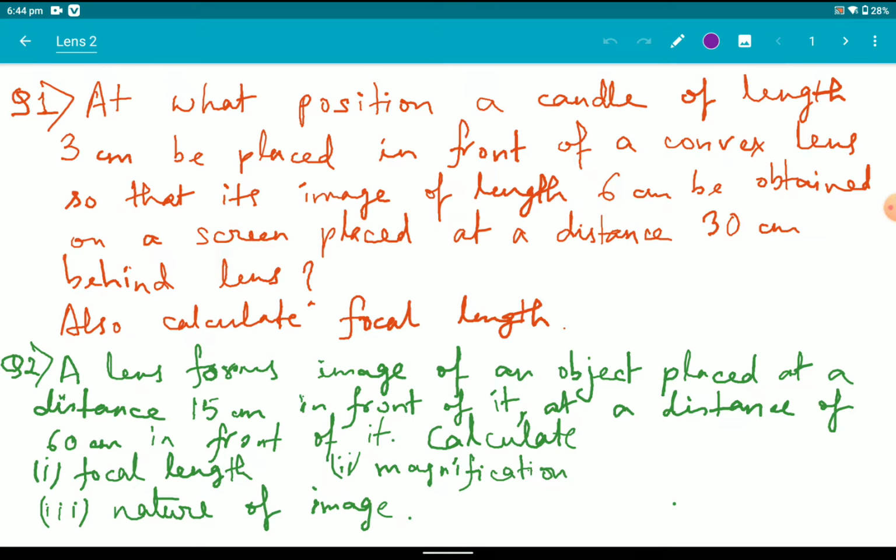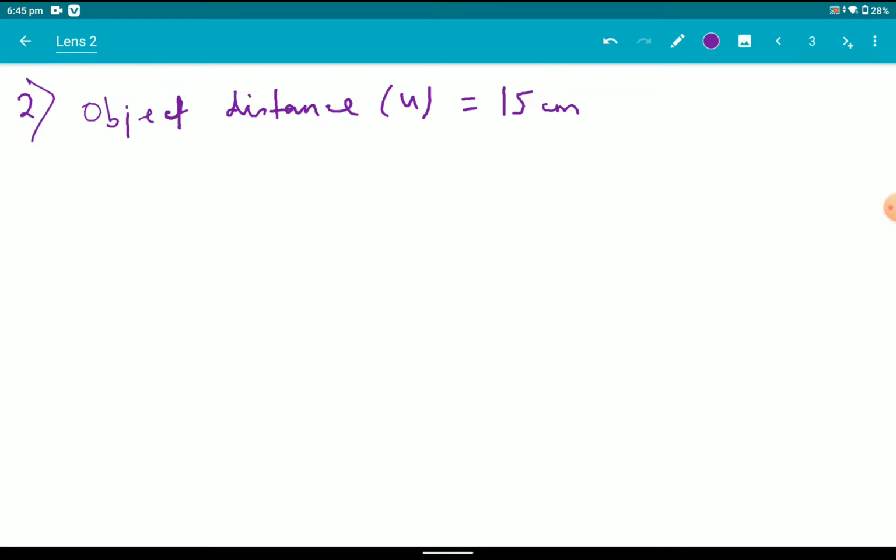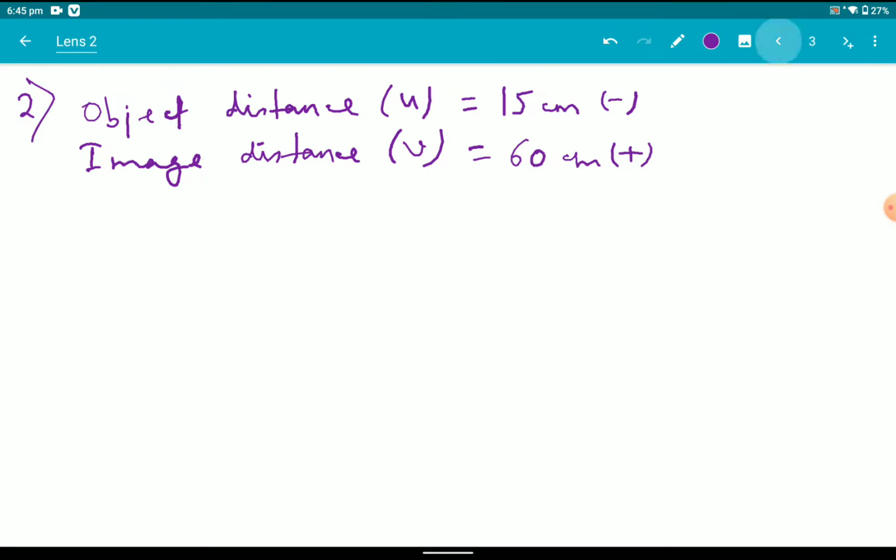Next, the lens forms the image at a distance of 60 centimeter. So the image distance has also been given. Image distance is given by the letter v, it's 60 centimeter, 60, not 16, rather 60. It should be positive because it is found on the other side of the lens.